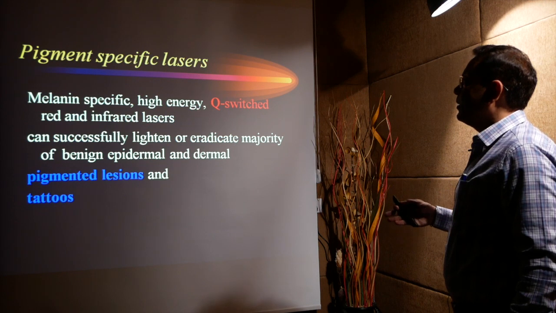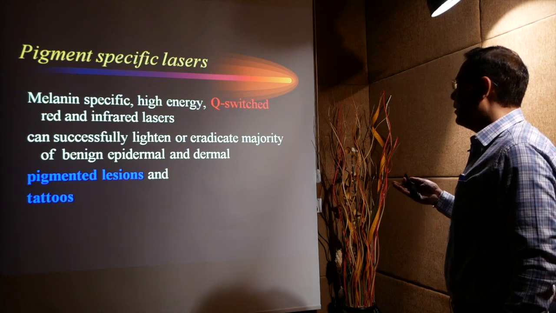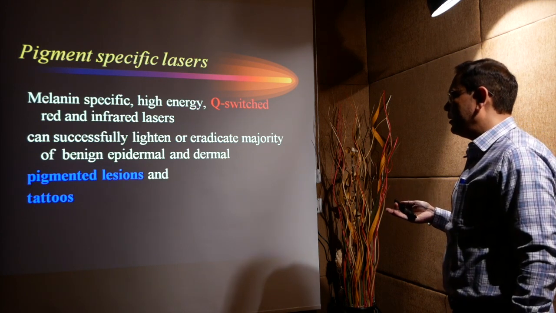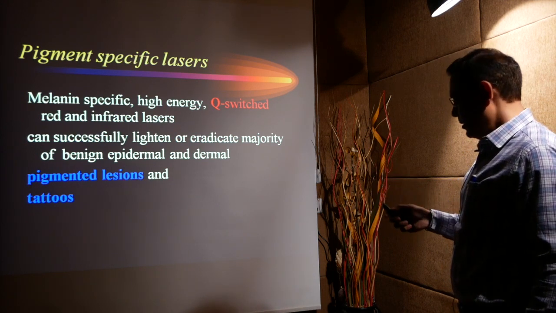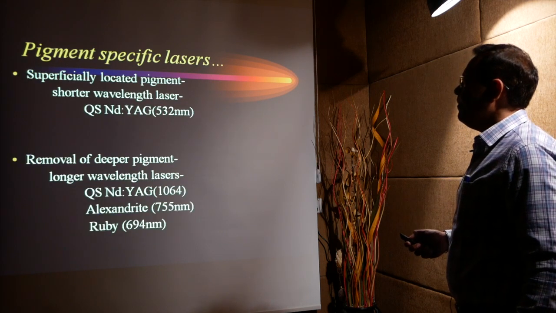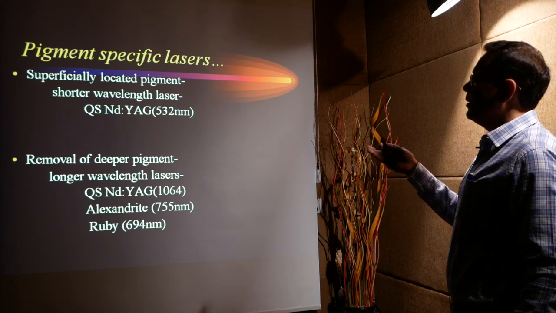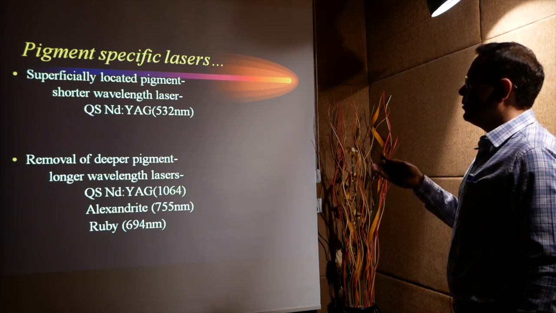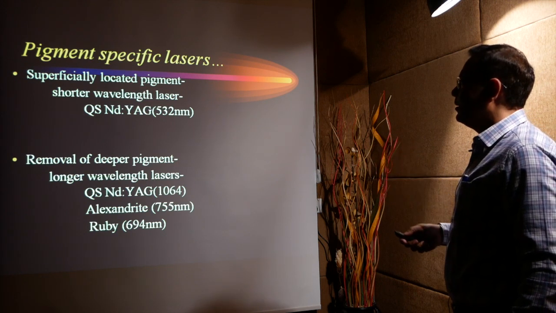Now pigment specific lasers. So melanin specific high energy Q switched red and infrared lasers can successfully lighten or eradicate majority of the benign epidermal and dermal pigmented lesions and tattoos. So tattoo is one of the common indications as I've already discussed. So superficially located pigment, we use the shorter wavelength. So as the wavelength is short, it doesn't penetrate much deeper into the skin.